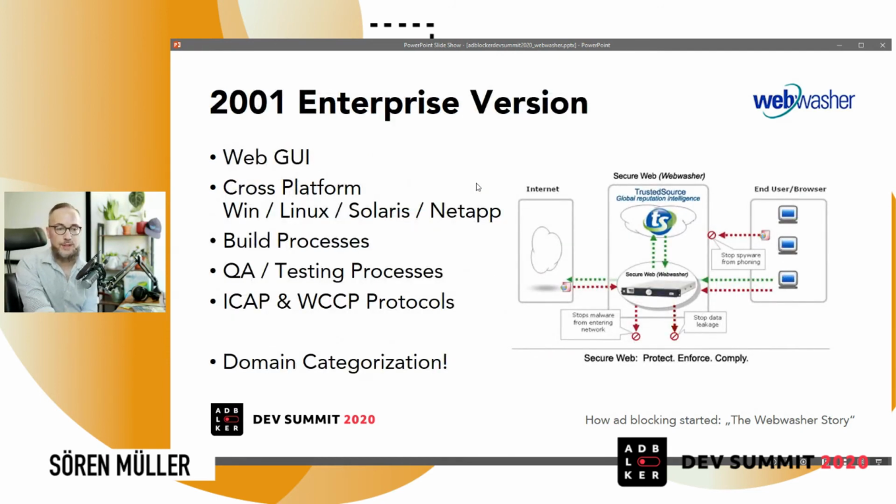Then we went on, we created an enterprise version. This was still on our roadmap. We had to create a web GUI. We created a cross-platform version for Windows, Linux, Solaris, with an automated build process and QA testing. We were also adopting ICAP, the Internet Content Adaptation Protocol, and the Web Cache Communication Protocol. We were also involved in driving development of that. There were hurdles, especially Solaris, which amazingly was still a thing back then in big companies. So adapting to that was tricky.